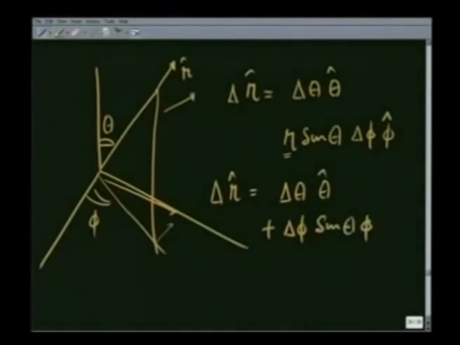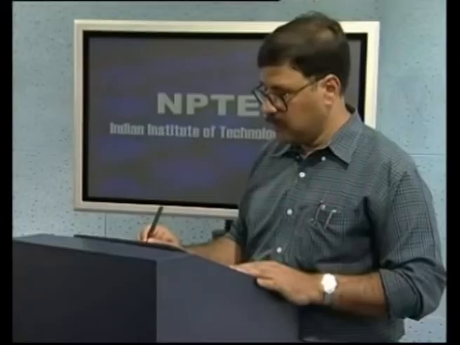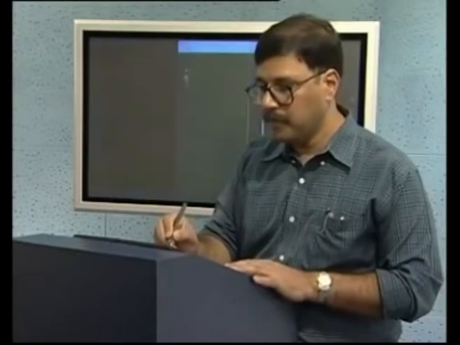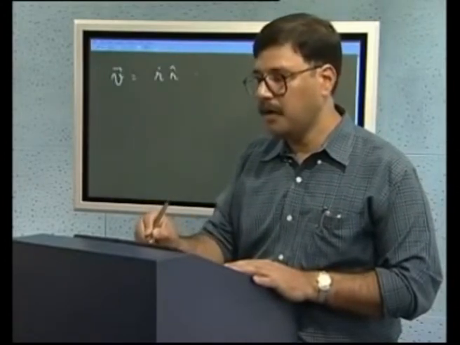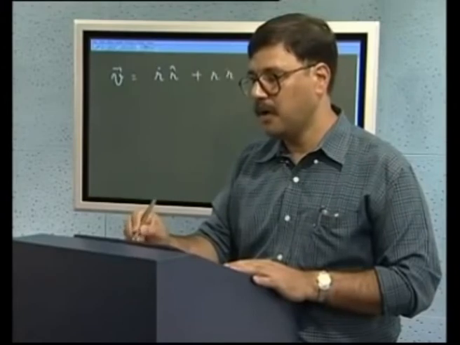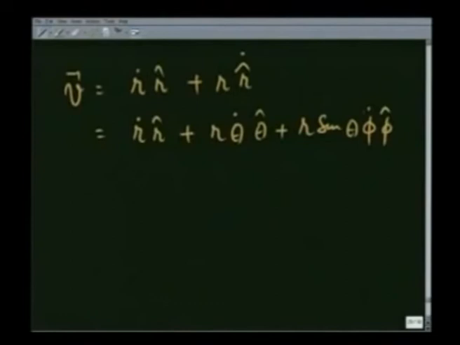in phi direction, and therefore d r-hat by dt is going to be theta dot theta-hat plus phi dot sin theta phi-hat. Therefore, the velocity, which is r dot r-hat plus r times the unit vector rate of change, is going to be equal to r dot r-hat plus r theta dot in theta direction plus r sin theta phi dot in phi direction.